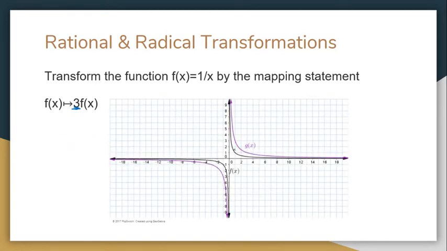As you can notice, we take every point and multiply the y value by 3. So our graph is becoming bigger. It's going farther away from our axes. If it was less than 1, then it would be getting compressed and becoming closer together, becoming a little smaller.